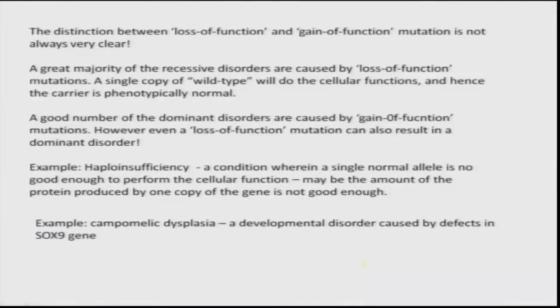But if you look at the other aspect, the gain of function defect, a good number of the dominant disorders are caused by gain of function defects, like you said Huntington disease or SBMA in the case of androgen receptor, and you can go on discussing many. But what is interesting here is that a dominant disorder can also be caused by a loss of function mutation. For example, a deletion of a gene in heterozygous condition, meaning of the two copies, one is deleted, the other one is intact, but can still result in a dominant phenotype.